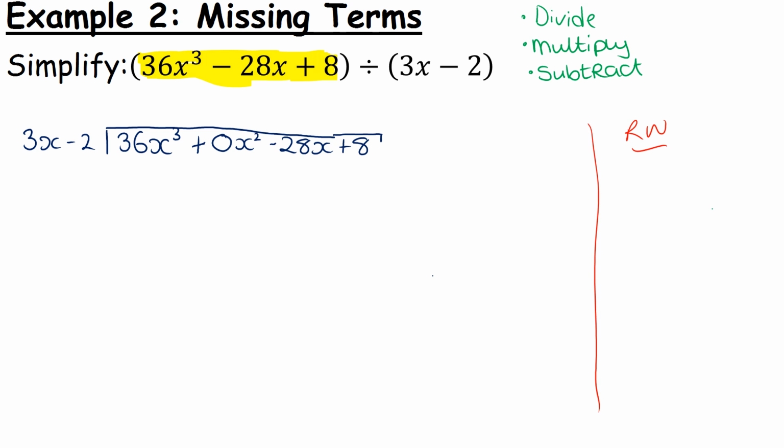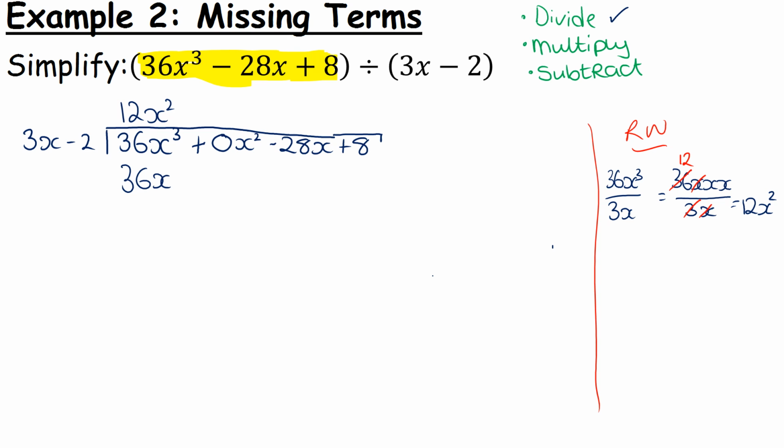Let's have our rough work column. So we're going to do our divide first. So our divide is 36x cubed divided by 3x, which gives me 36x all over 3x. So definitely an x will cancel. I know 3 goes into 36 12 times, so what I'm left with is 12x squared. So we have 12x squared here, so we've done our divide part.